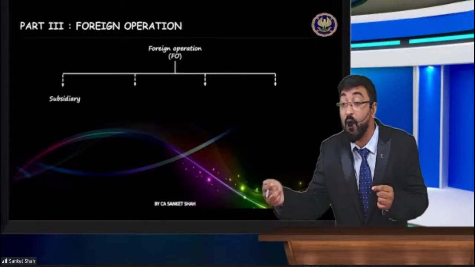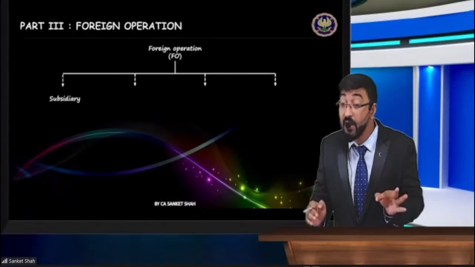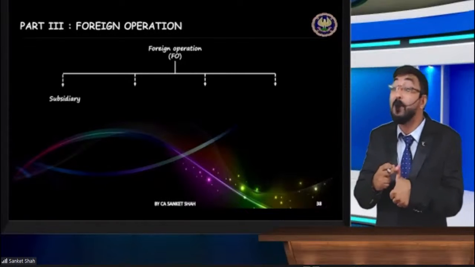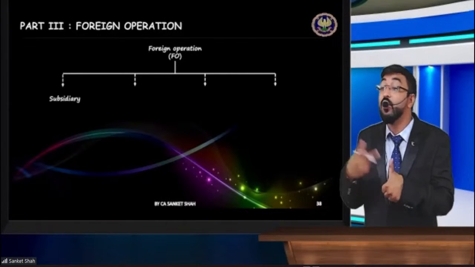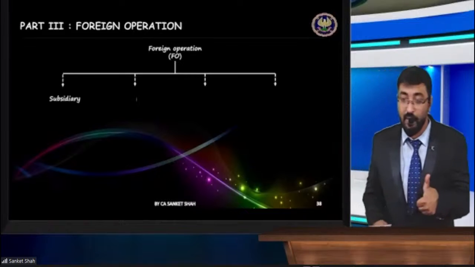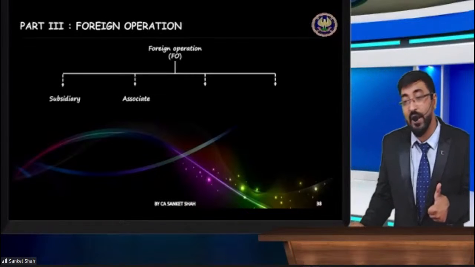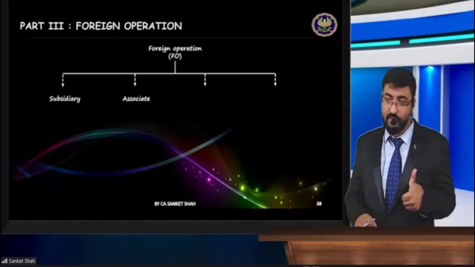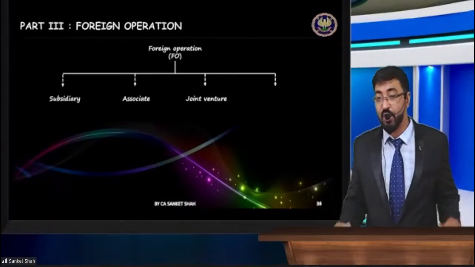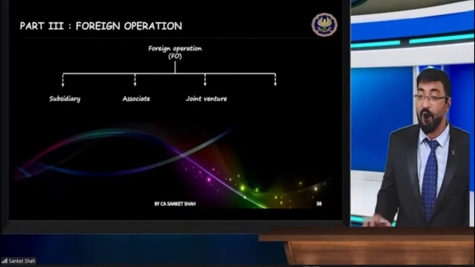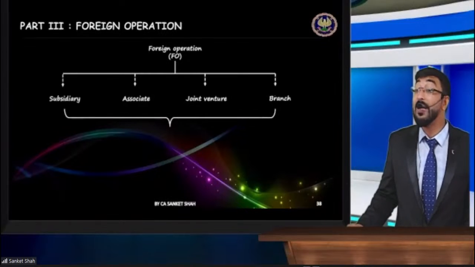It is not like a doctor's operation. Operation here means your subsidiary. Subsidiary means one in which you have 50% or more investment. Then there is an associate, with significant influence. Then you have a joint venture, where both companies come together as one venture. And the last one is a branch.